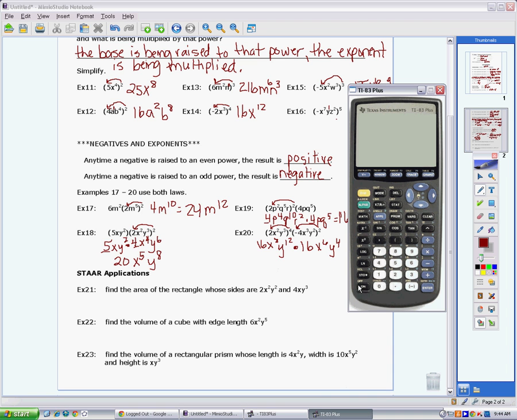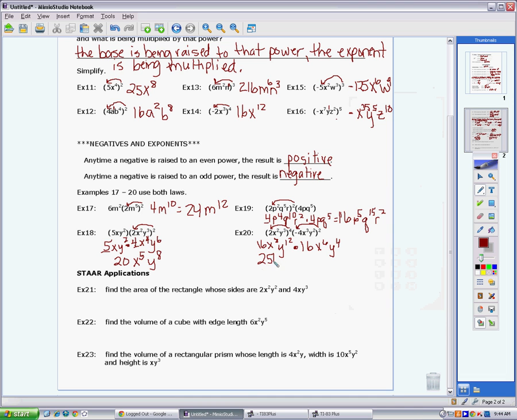16 times 16, 256, so I get 256 x to the, now I add the exponents because I'm multiplying, x to the 14th, y to the 12th times y to the 4th is going to give me y to the 16th.